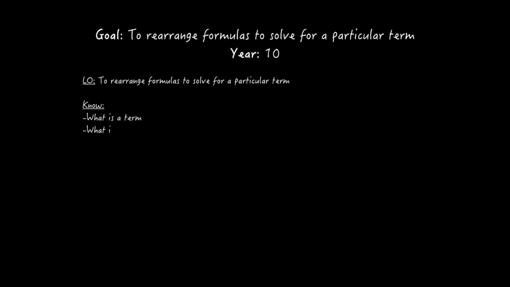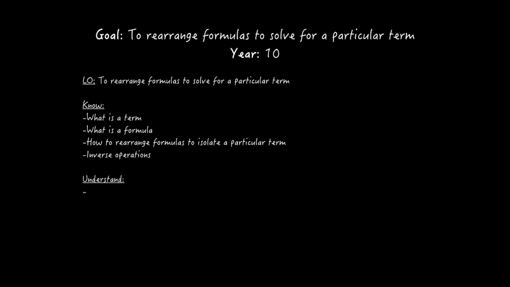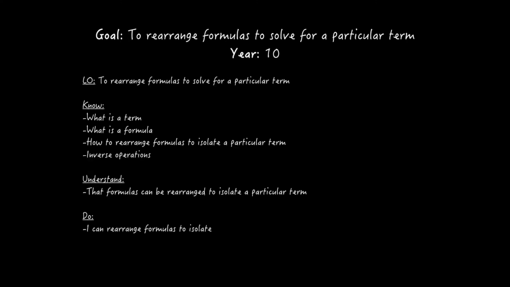The goal for this video is to rearrange formulas to solve for a particular term. The learning objective is to rearrange formulas to solve for a particular term. You need to know what is a term, what is a formula, how to rearrange formulas to isolate a particular term, and what are inverse operations. You need to understand that formulas can be rearranged to isolate a particular term. You should be able to rearrange formulas to isolate a particular term.